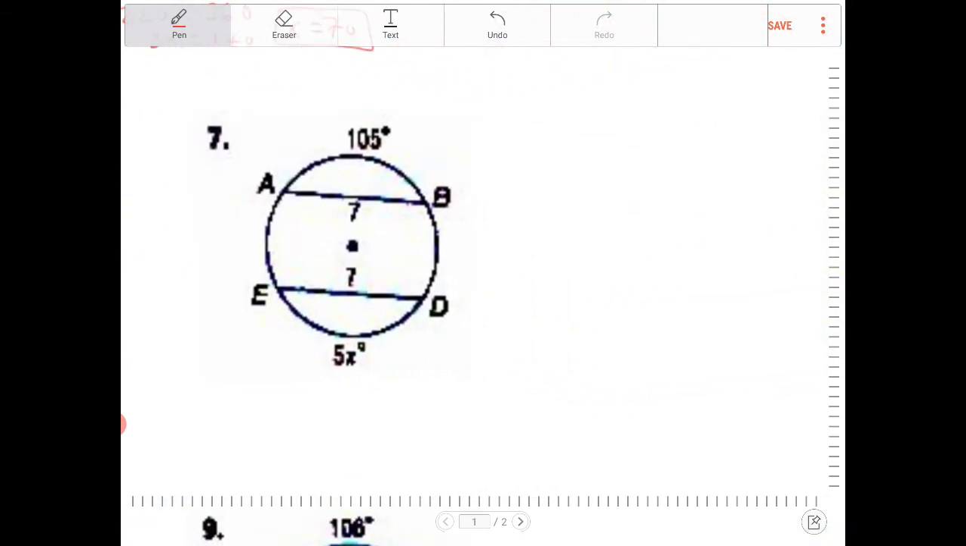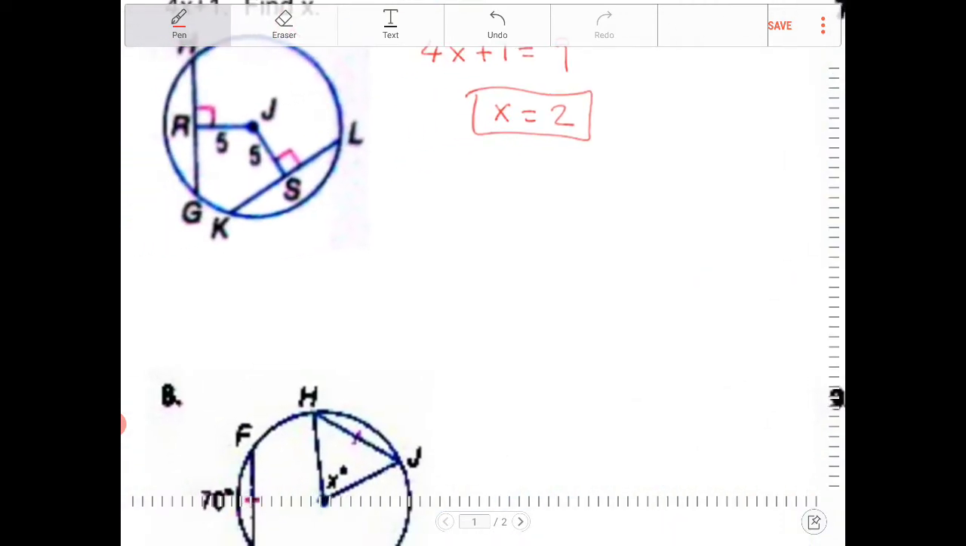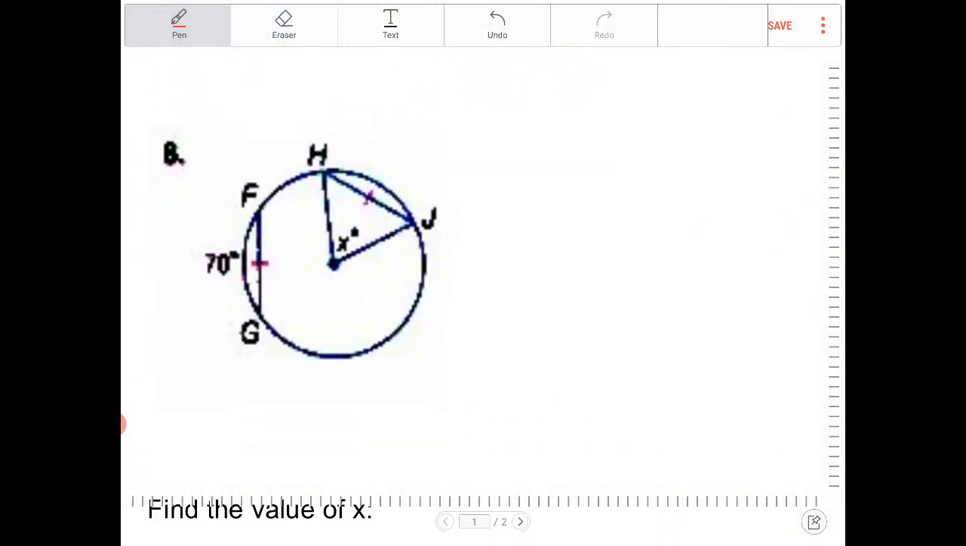Again, congruent chords intercept congruent arcs. Since the two chords are congruent, I can therefore say 5x is equal to 105. Divide by 5, x is equal to 21. Congruent chords intercept congruent arcs. So if these two chords are congruent, therefore the intercepted arc must be congruent. So I have 70 degrees, and the central angle therefore will also equal 70 degrees.